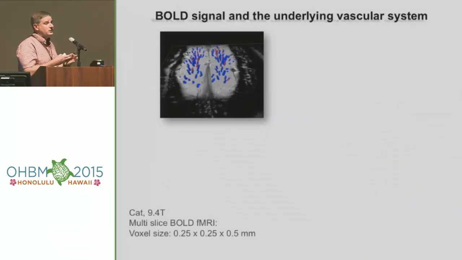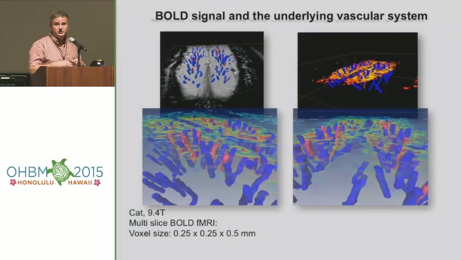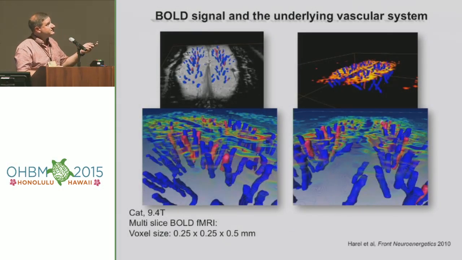So as I said, now the whole idea is to try to combine the two together. So we have the vascular system in these cats, and in this case it was visual stimulation, and you can see the BOLD signal as a function of how it's related to the vascular system. And all of these are intracortical vessels. So we're not talking about large surface vessels, but about vessels which are diving into the tissue.